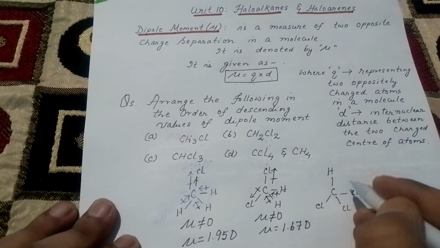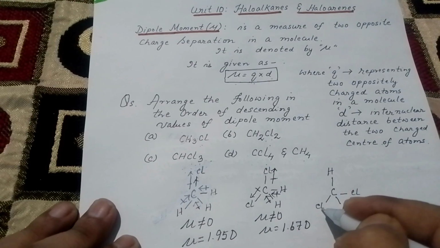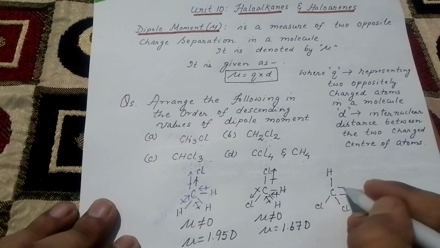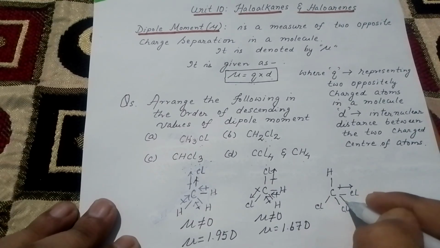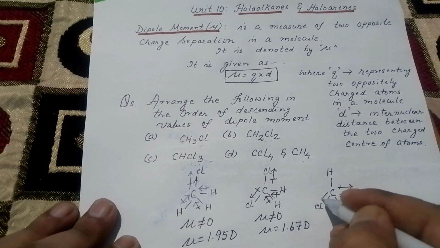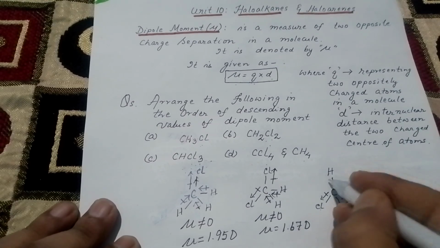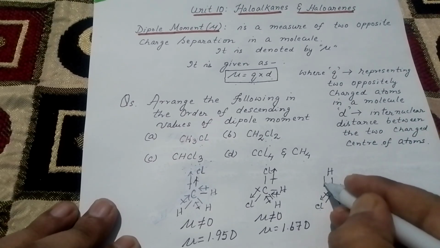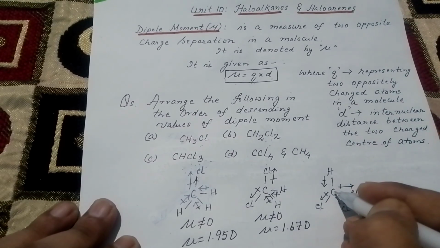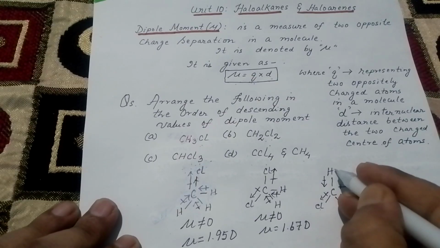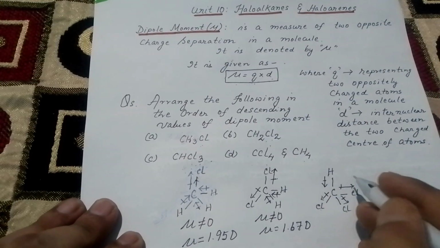Cl. See it here. Here the electronegativity of chlorine is higher, and the dipole moment is similar in this direction. I don't have to explain because we know this one: the electronegative side, that dipole moment will be shifted. But here the carbon is more electronegative as compared between the hydrogen and carbon.